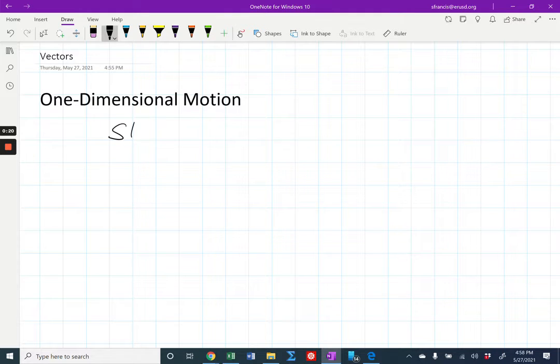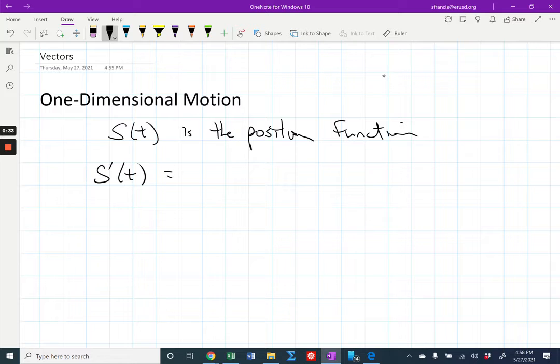So if I said S of t is the position function of an object, then how do you find the velocity function? Well, of course, we know if we take the derivative of the position function, we get the velocity function. If we take the second derivative of the position function, which is the first derivative of the velocity function, we get the acceleration function. We don't need to worry about jerk for this, okay? Basic stuff that we've been dealing with for almost 2 years now.